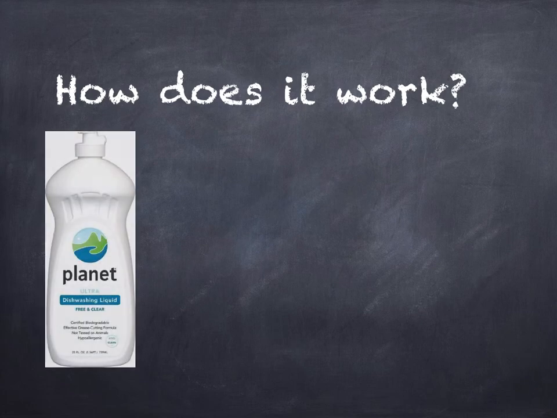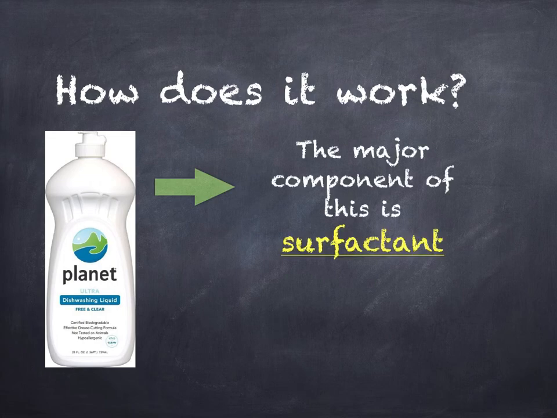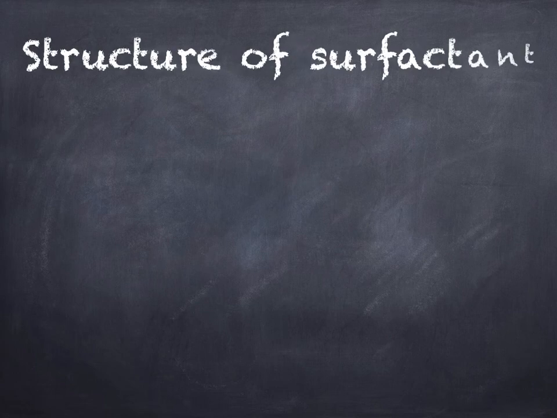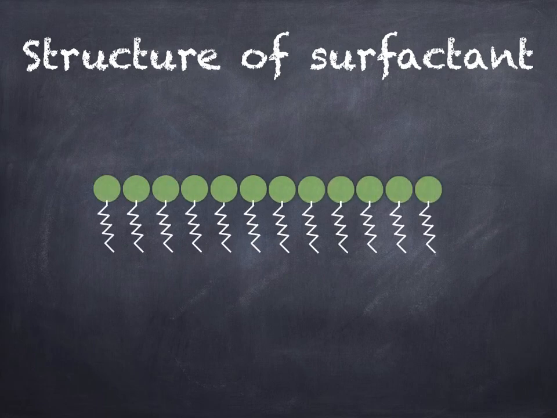The major component of detergent is the surfactant, which helps a lot in removing the grease on the plates. This is determined by the structure of the surfactant. The structure of the surfactant is like a tadpole, just as the picture shows. It is constituted by two parts.